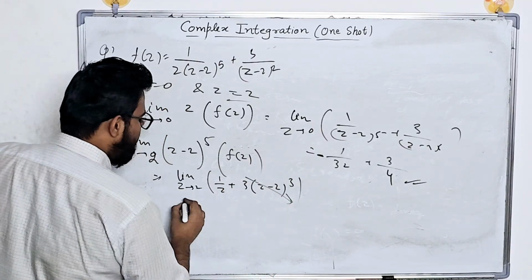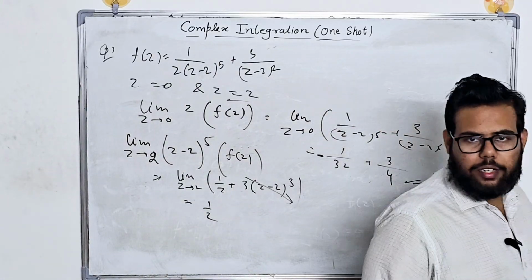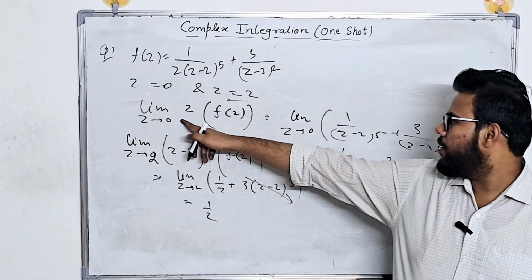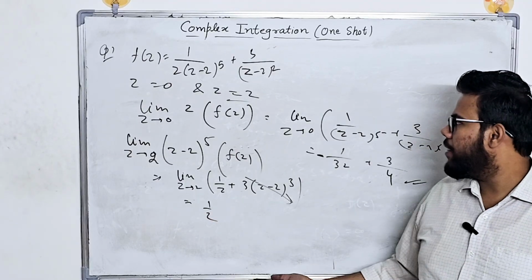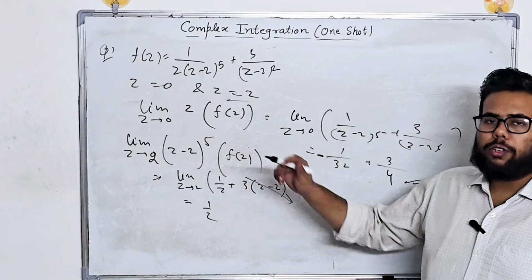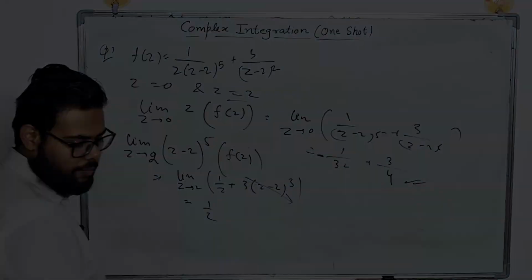So this is 0 and this is 1 by 2, right? So now you understood. Okay, so if this is the expression, so this is a finite value and this is a finite value over here, right? Hence it is a pole singularity. Now let's see essential singularity.